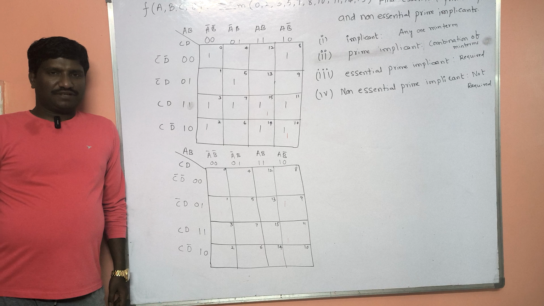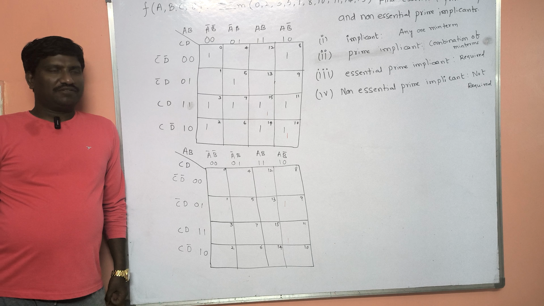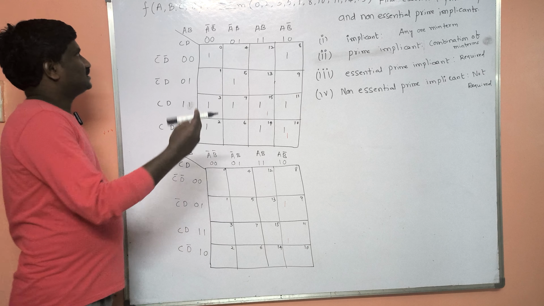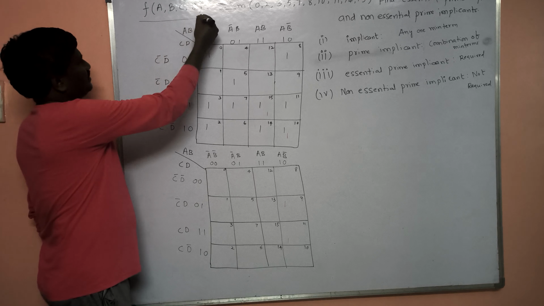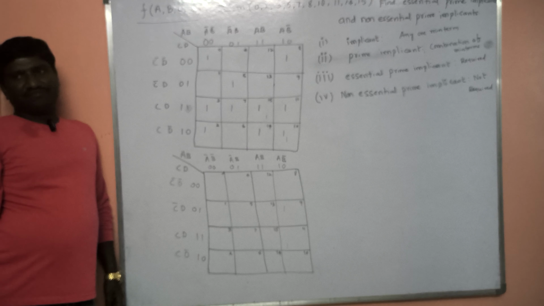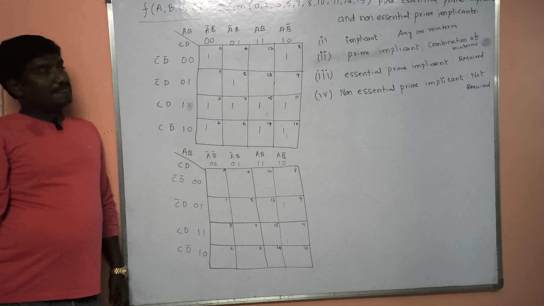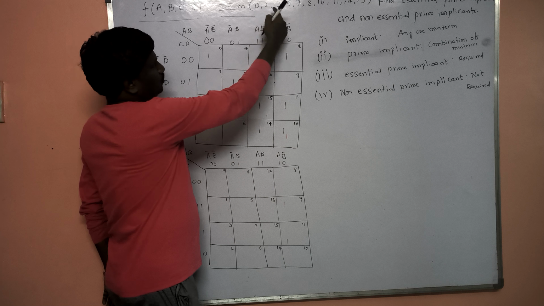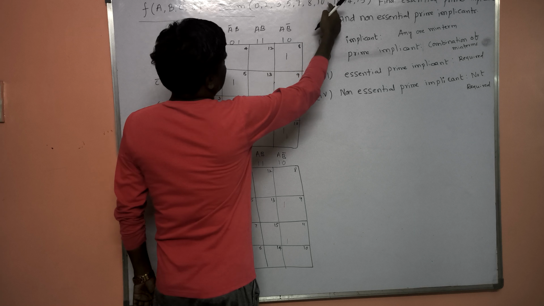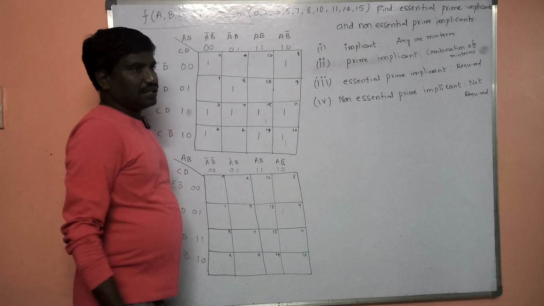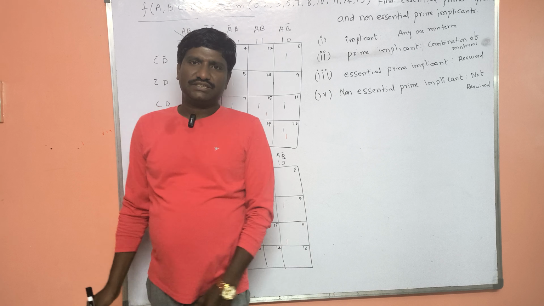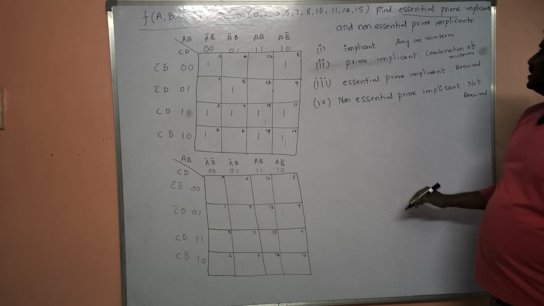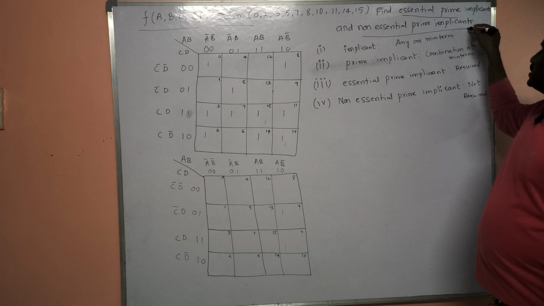Yes, in this class we would like to look at a problem and try to solve it. What is given is a function f of ABCD, where A, B, C, D are binary variables. We have sigma m, the min terms 0, 2, 3, 5, 7, 8, 10, 11, 14 and 15. In this problem, we would like to find essential prime implicants and non-essential prime implicants.